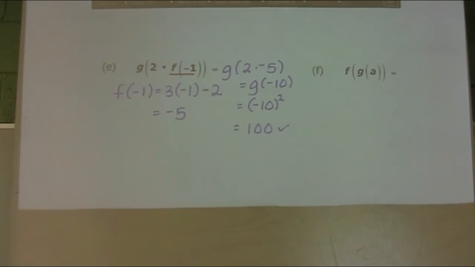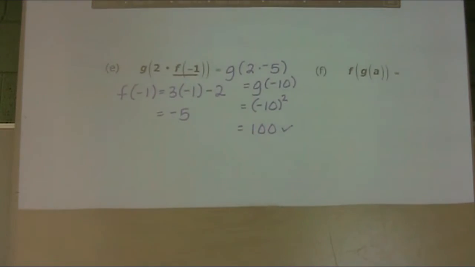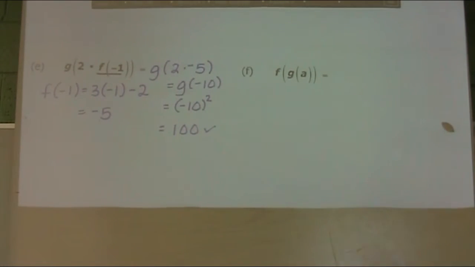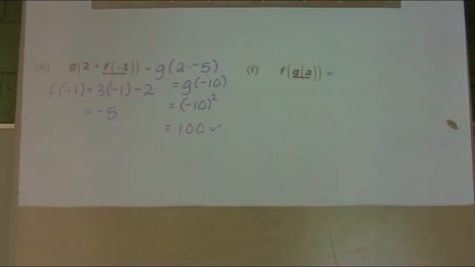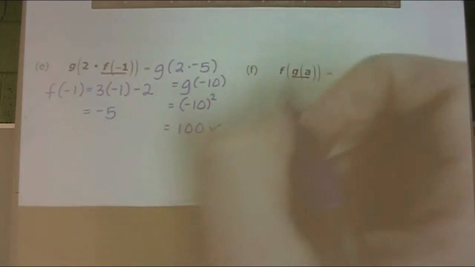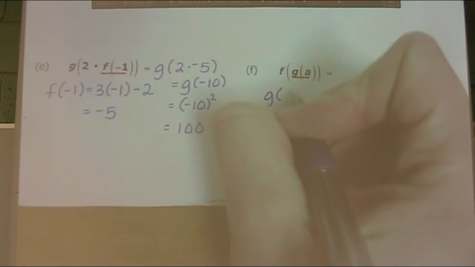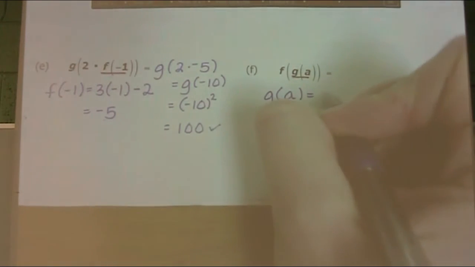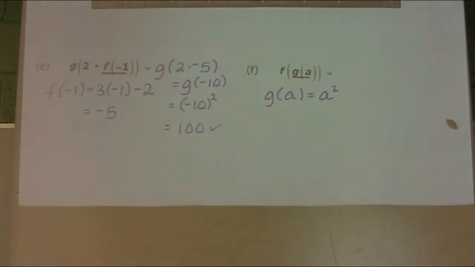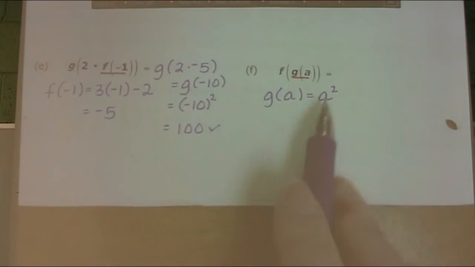Now, example F doesn't have a numerical value. It has a variable value. That's fine, we can still do this. So my innermost function is g of a. All right? So I'm going to substitute a in place of x. So g of a is a squared, because g of x is x squared. All right? Now, substitute g of a with its value, a squared.